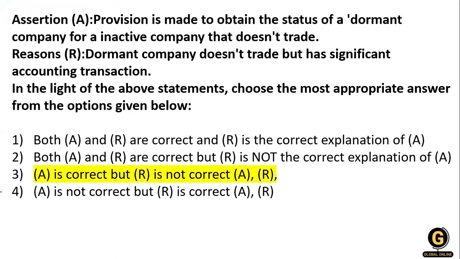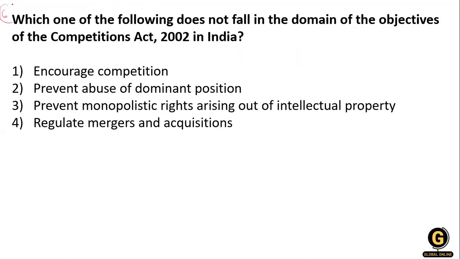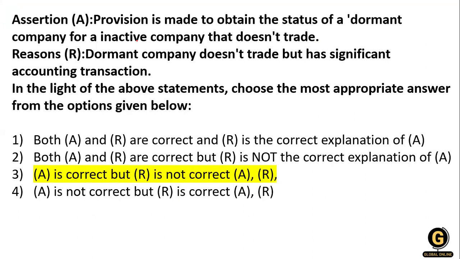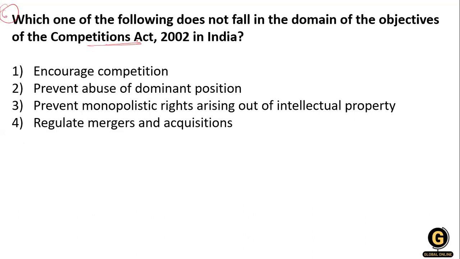Clear? Now, this is the sixth question: which one of the following does not fall in the domain of the objective of the Competition Act? Up to the fifth question we have completed the dormant company. I hope you understand what a dormant company is. These are the basic things. If I find anything else, I will pick it up in the next video.